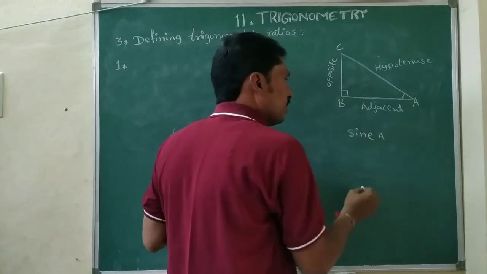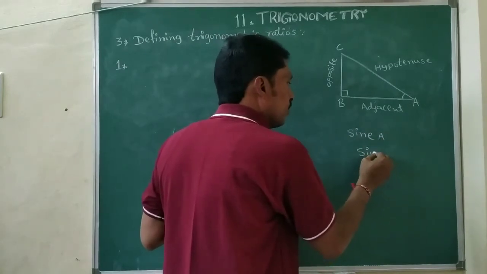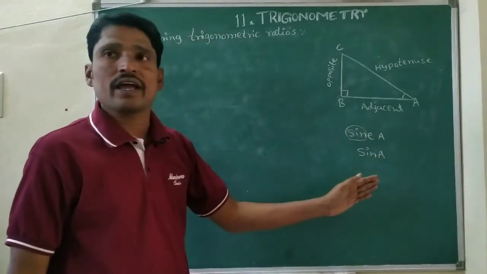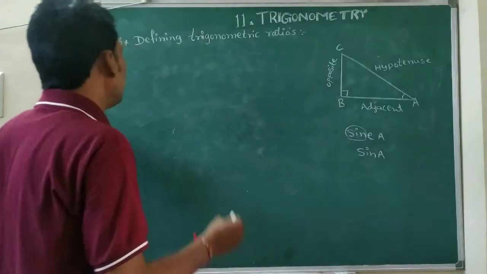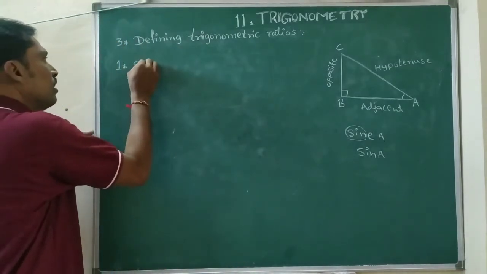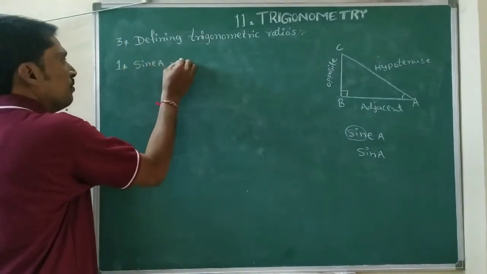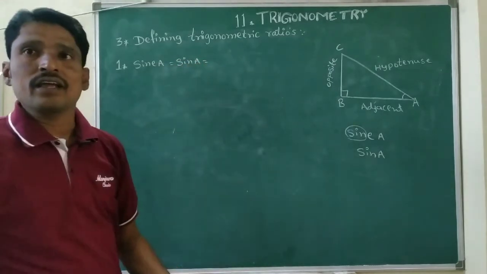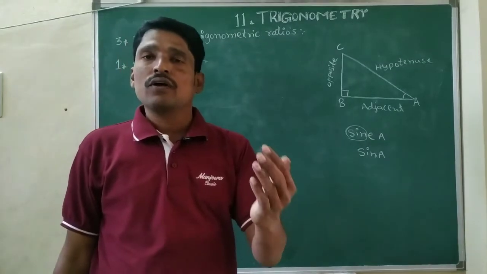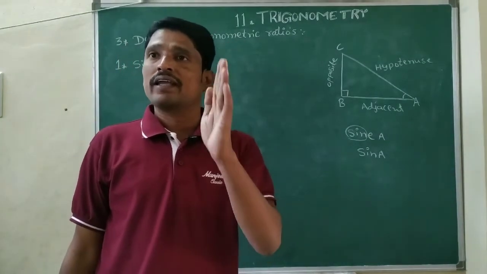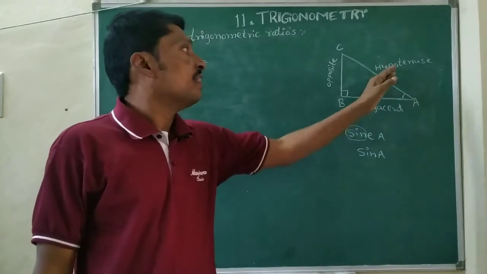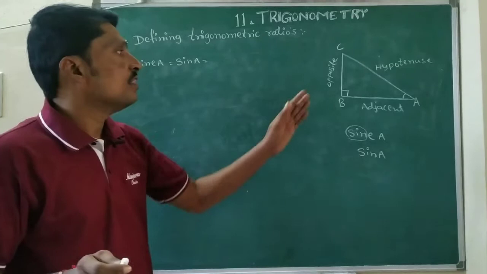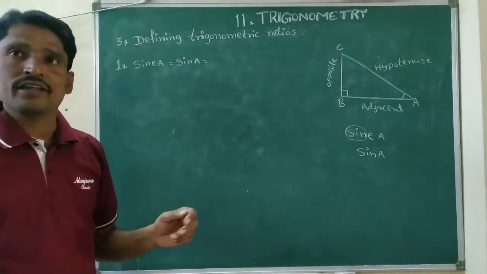So we are writing sine A. Simply we can write the first 3 letters, so SIN and A, acute angle A. So sine A, simply sin A. So what is sin A? The ratio of the opposite side of an angle and the length of hypotenuse is constant in all similar right triangles. This ratio will be named as sine A.